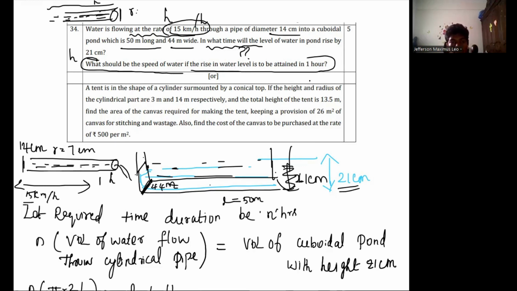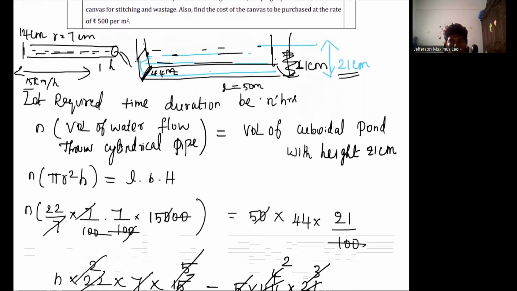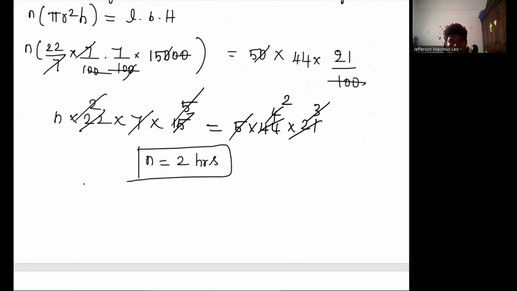So for 1 hour, the speed is 15 kilometers here. So 2 hours here. What is the answer? Ma'am, 7.5 kilometers per hour. No. 1 hour is 15 kilometers, but in our question we got 2 hours. So 2 hours is 30 kilometers. Ma'am, so 15 kilometers into 2. So we got 30 kilometers per hour.